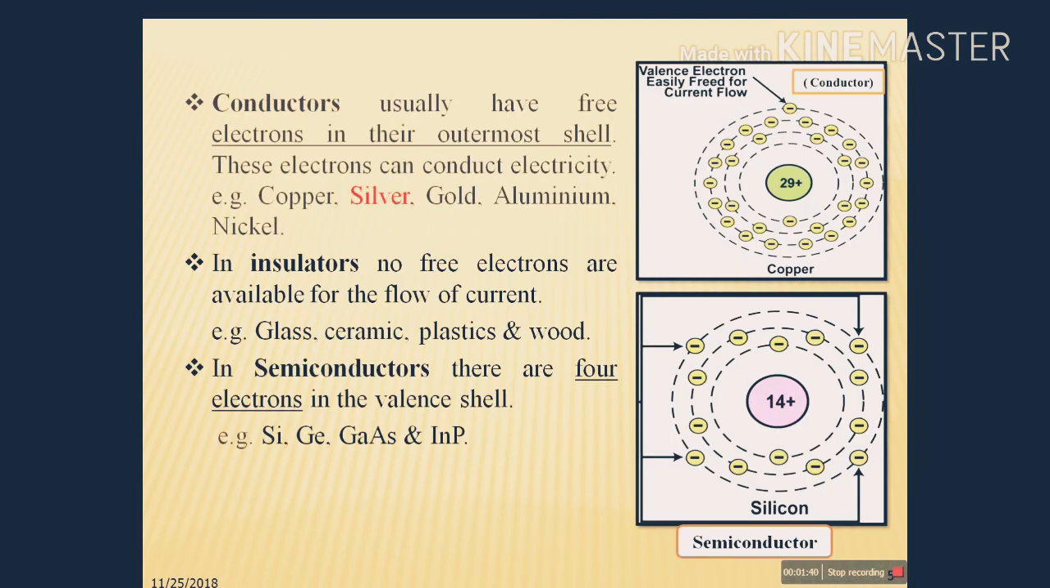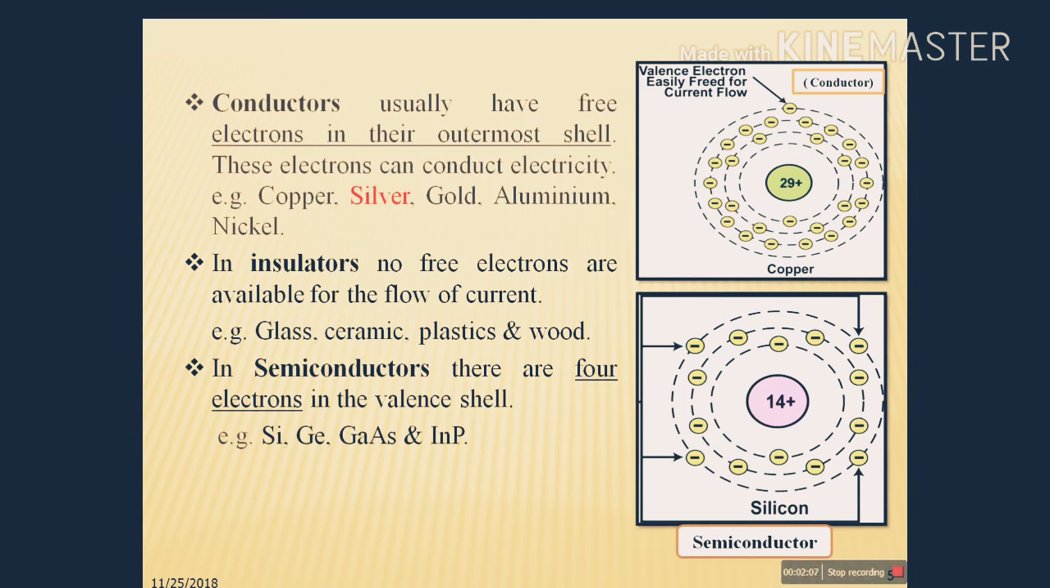Conductors usually have free electrons in their outermost shell. These electrons can conduct electricity. Examples: copper, silver, gold, aluminium, nickel. Among them, silver is the best conductor. In insulators, no free electrons are available for the flow of current. Examples: glass, ceramic, plastic and wood.